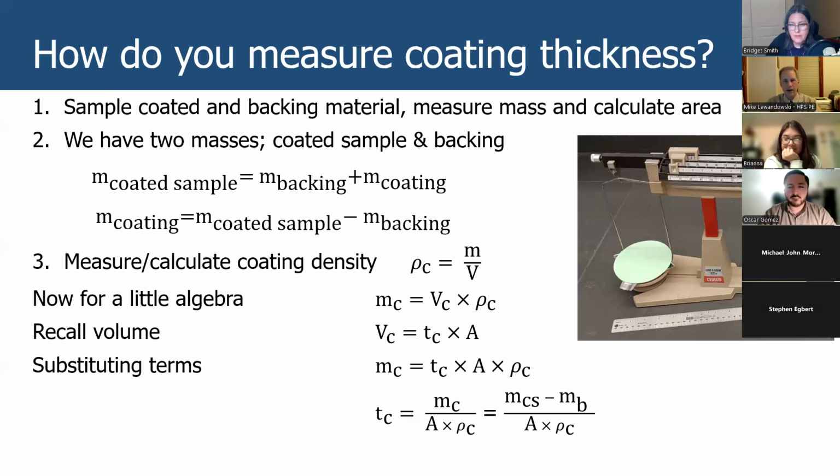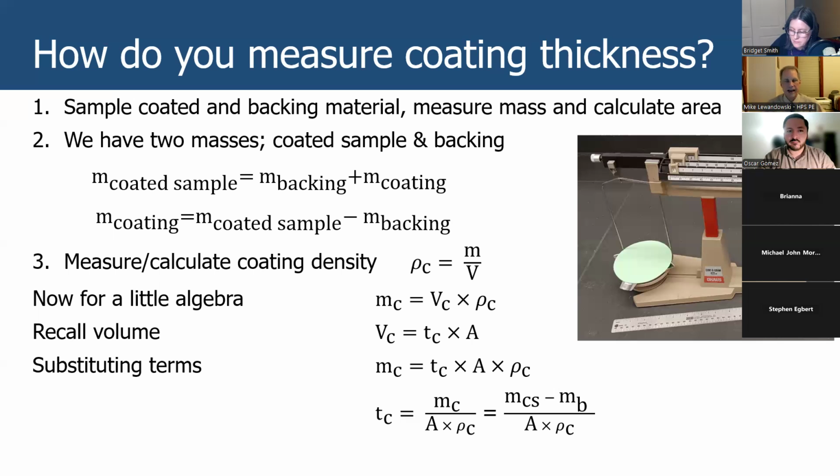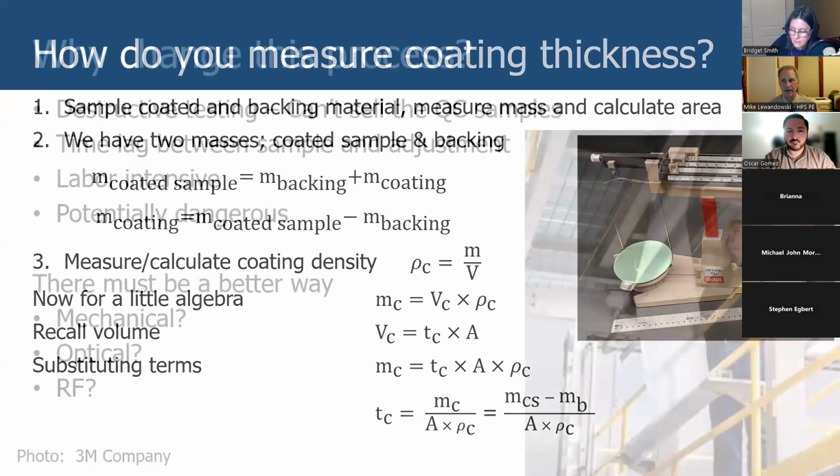Cut a circle of known area, weigh it, go back, cut another sample of the coated material, go back to the laboratory, cut a circle of known area, weigh it, do your algebra. And at that point, you could determine the thickness. Very simple process. You can get anyone to do this with a simple algebra and some simple techniques. So why would we change that?